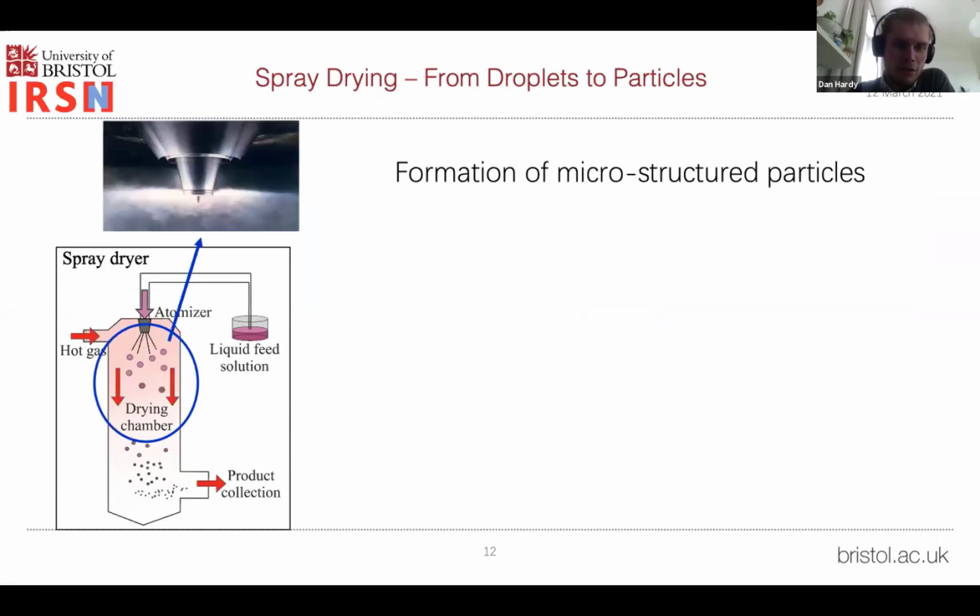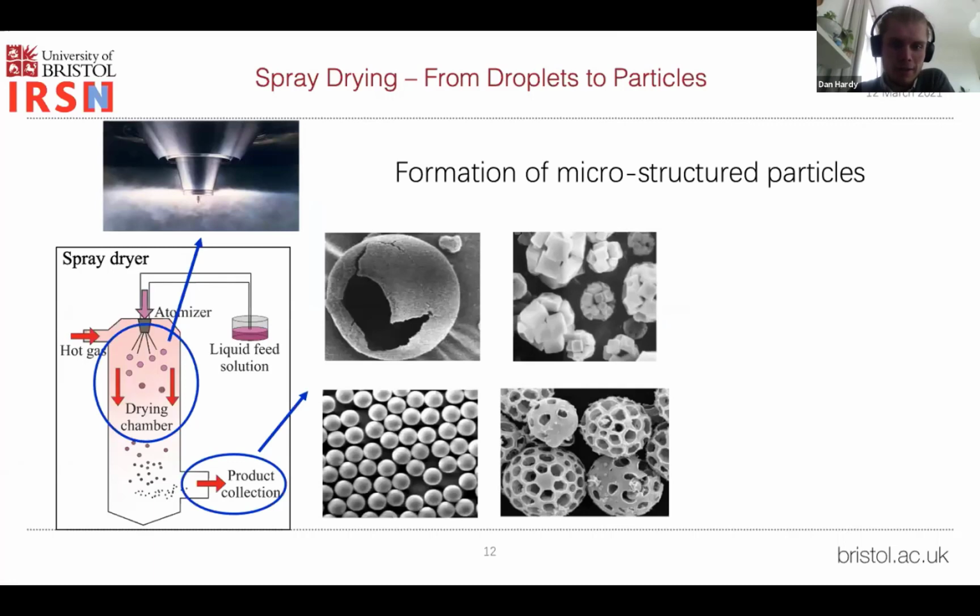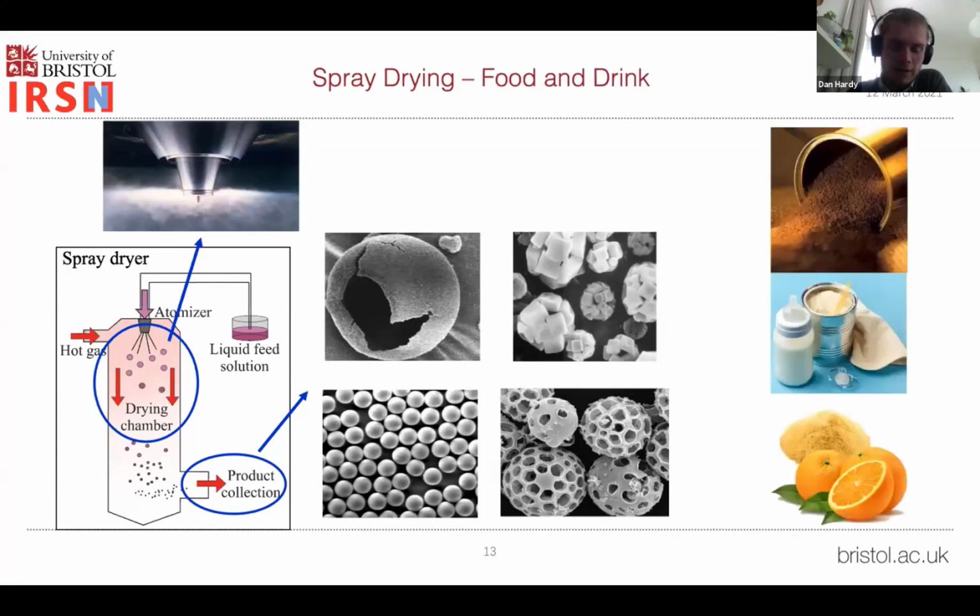you atomize a solution into a hot environment, a tall oven of some sort, and you turn droplets into solid particles by evaporating the solvent. You can end up with all these really exotic and interesting shapes, which can have a massive range of uses. So it's a big thing in the food industry: milk powder, coffee powder, flavors and juices, flavor encapsulation. It's a really big topic.